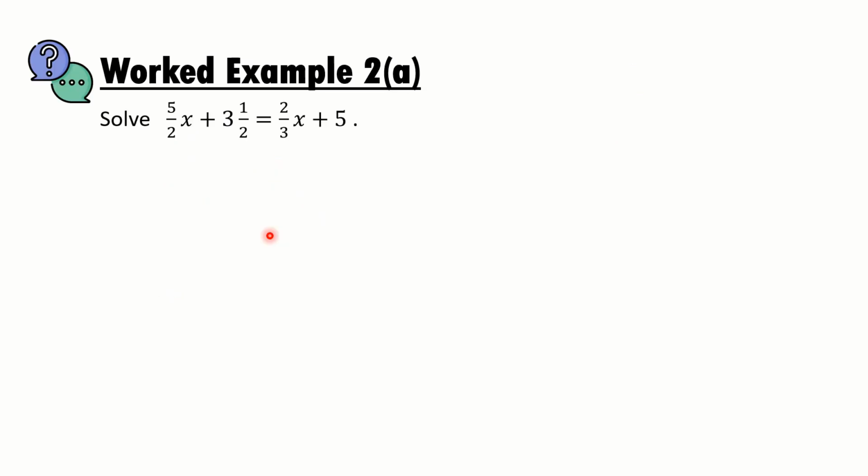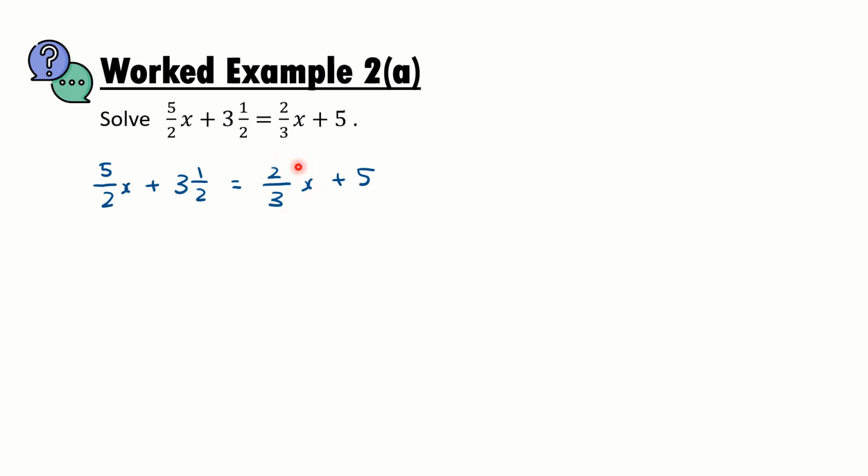In this example, we are trying to solve 5 over 2x plus 3.5 equals 2 over 3x plus 5. So to begin, let us first copy down what the question wants us to solve. Since our objective is to solve the equation, we need to shift our x, that is currently found on the right side, over to the left, and the numbers that we have on the left side over to the right.